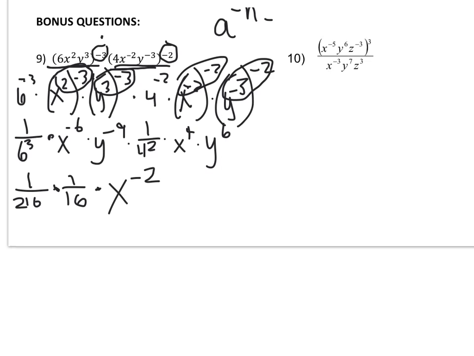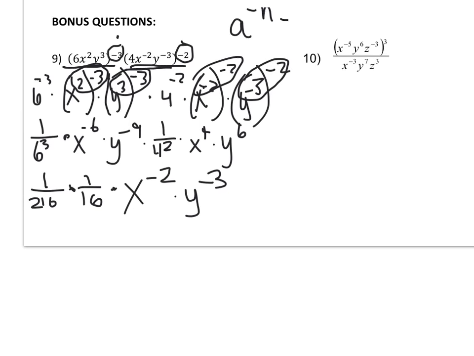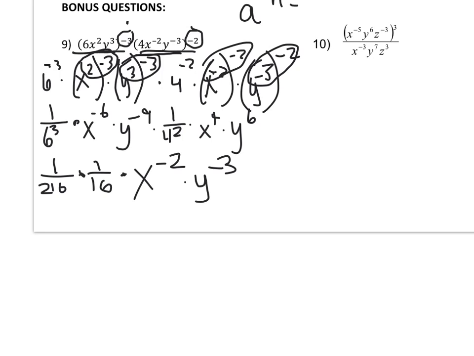And here I'm going to keep the base the same on the y's and add the exponents. Negative 9 plus 6 is negative 3. So now we have to figure out what gets to stay in the top, what gets to stay in the bottom.